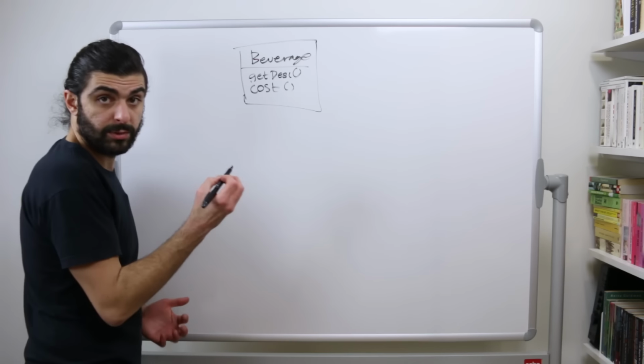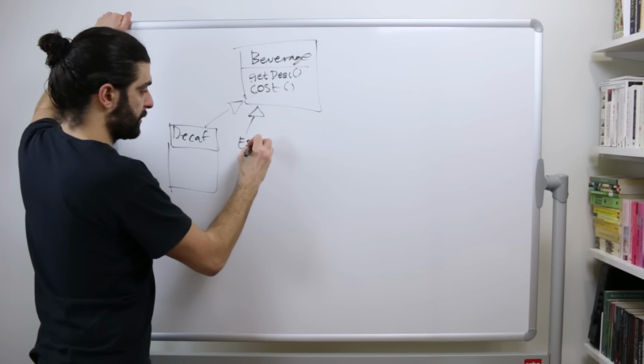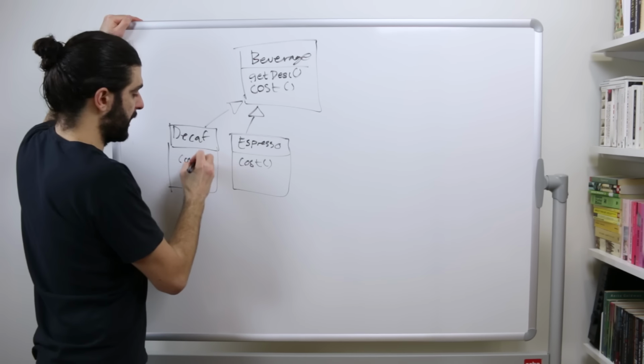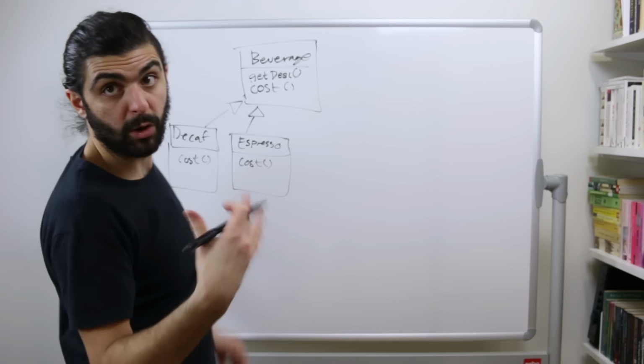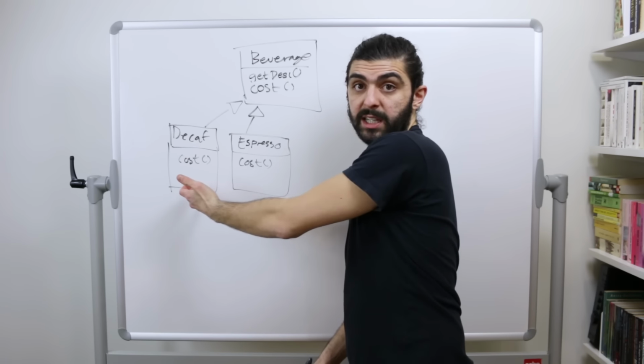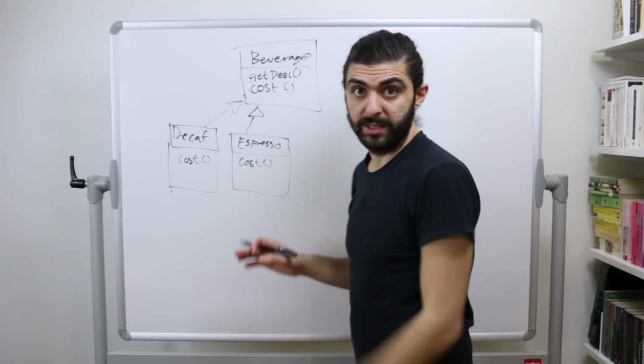And then we have those two basic types that we had before. We have decaf and we have espresso. And both of these have their own implementation of the cost method because, again, they have different baseline costs. So the price of an espresso is different from the price of a decaf, assuming you put either no other condiments or you put the same condiments in them.